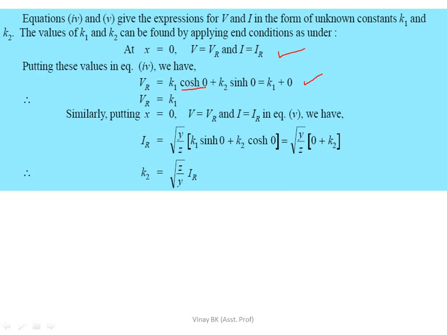Cos h0 is nothing but 1, so that Vr equals k1. So the value of k1 is Vr.